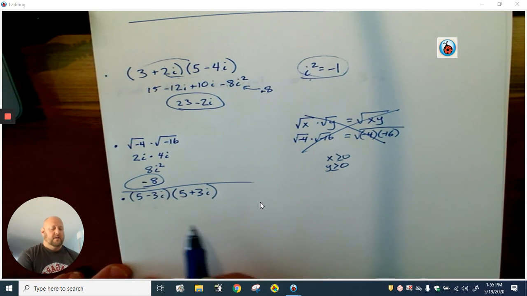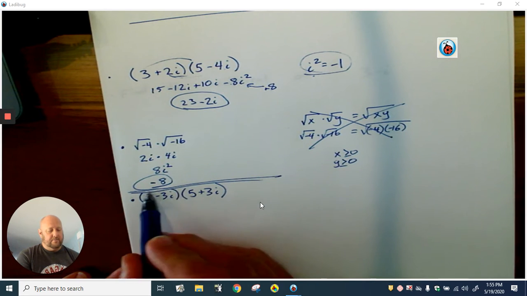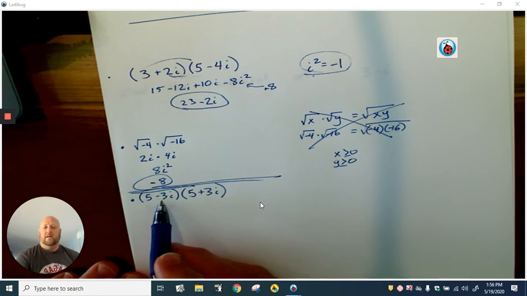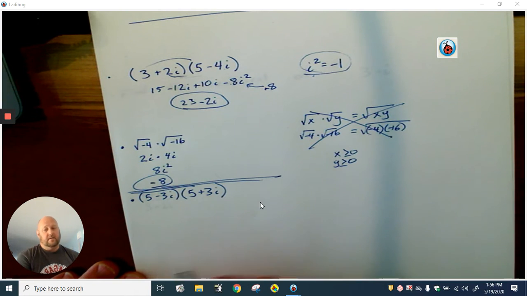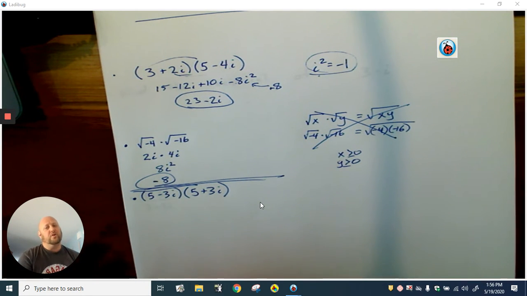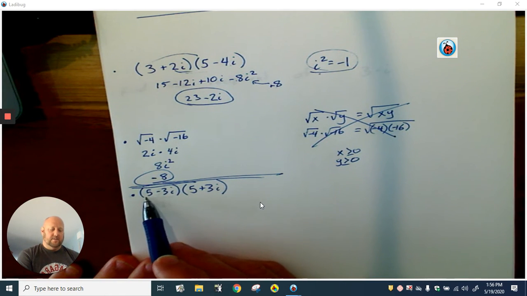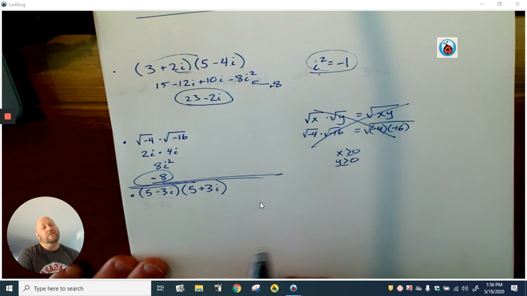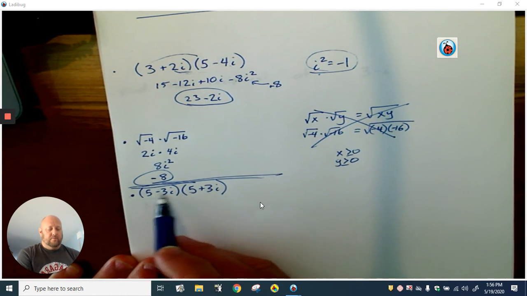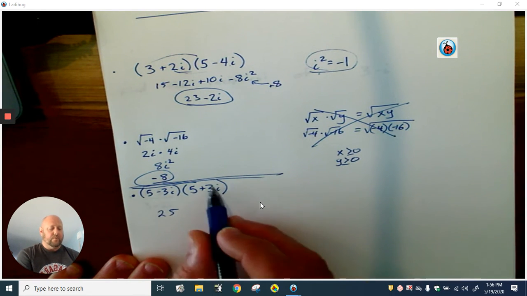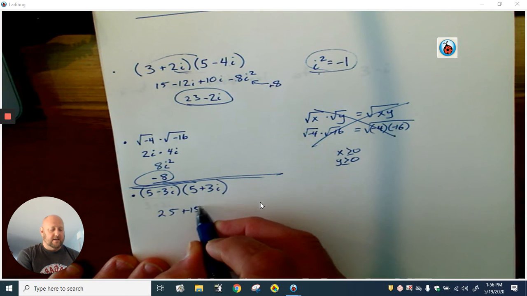Okay? Let's try another example here where we multiply. 5 minus 3i, 5 plus 3i. Kind of looks like a difference of two squares kind of thing. And something interesting is actually going to happen here. Sometimes we multiply imaginary numbers and we don't end up with an imaginary number. And the reason is when we FOIL this out, we get 5 times 5 is 25. We get a positive 15i.